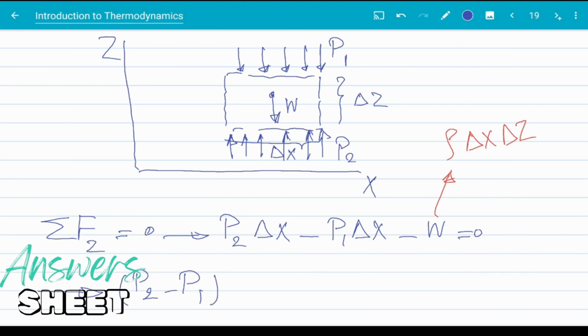Now if we plug everything in the equation and cross delta x from both sides, we are left with delta P equals rho g delta z. So that's where the equation comes from.